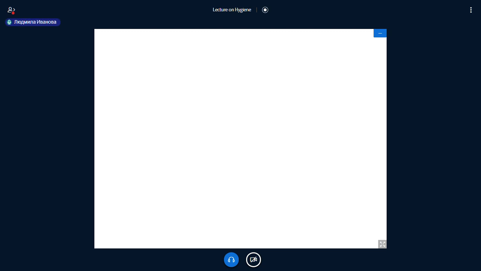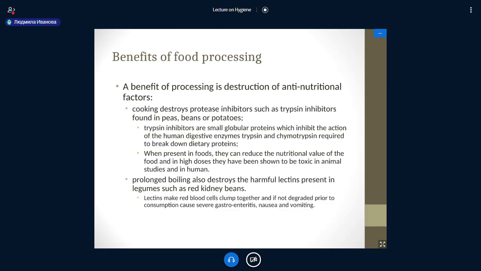And the benefits, for example, of cooking: destruction of anti-nutritional factors, because you know that in some raw foods there are enzymes that inhibit, for example, protease inhibitors, such as trypsin inhibitors in beans and potatoes. That's why you should thoroughly treat it before eating, because these protease inhibitors spoil the taste and the bioavailability of the food. Trypsin inhibitors are small globular proteins which inhibit the action of the human digestive enzyme trypsin, required to break down that protein.